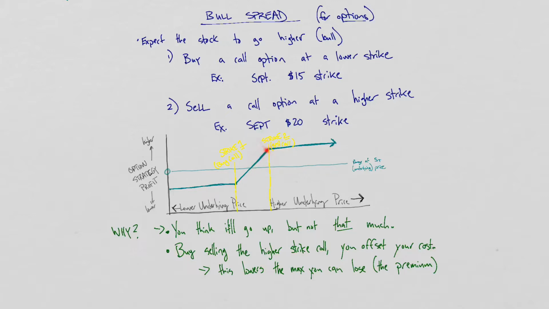But if the underlying moves above that second strike where you've sold that call, then this caps your profit. You're not going to earn anything additional, even if the underlying price moves higher. And the reason is that any gains on buying this call are offset at that point by the losses on that call that you sold. So the two net out, and effectively your profit doesn't change when you consider these two options traded together. So this is called a bull spread. And it's positioned to profit whenever the underlying rises, up to a point.